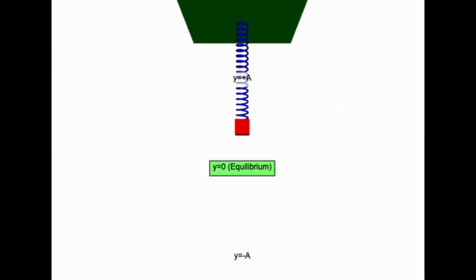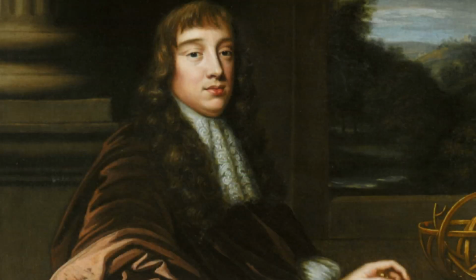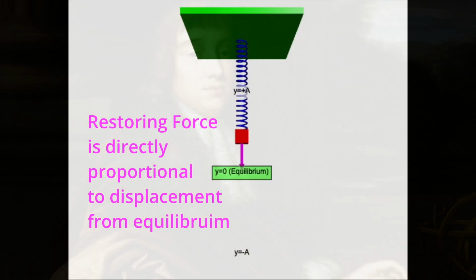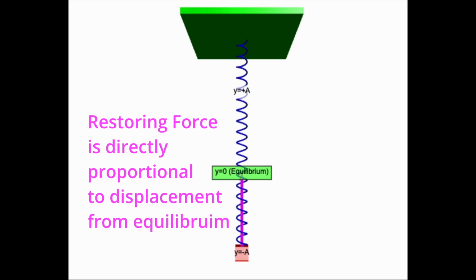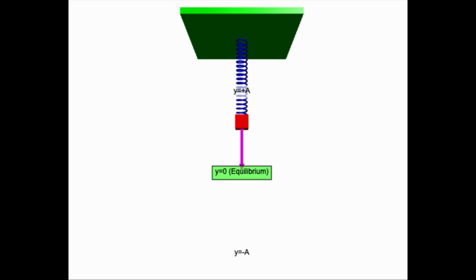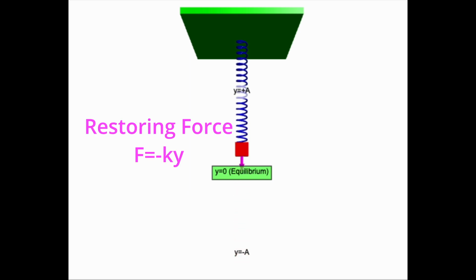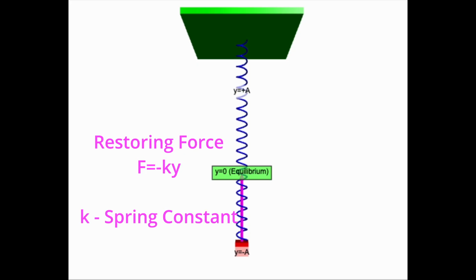Usually, a spring will have a natural length, which we will call the equilibrium position. If you compress the spring and release it, it will execute a back and forth motion. Robert Hooke, a famous scientist, observed that the restoring force developed in the spring is directly proportional to the displacement from the equilibrium position. If y is the distance from the equilibrium position, then the restoring force F equals minus ky, where k is a proportionality constant known as the spring constant.